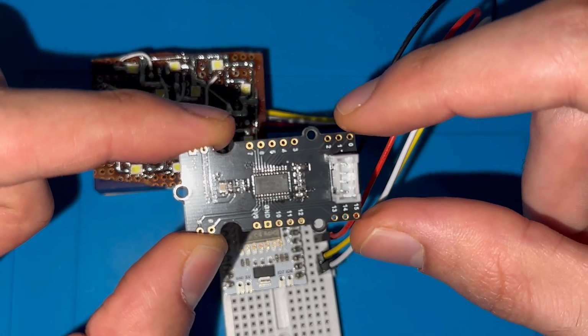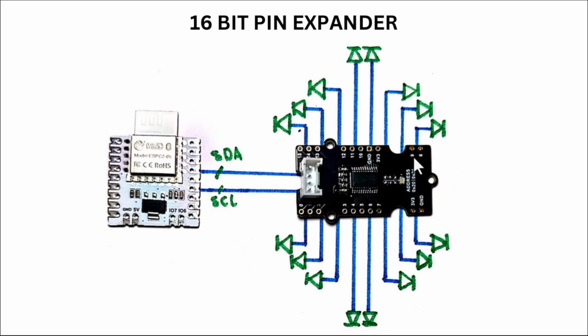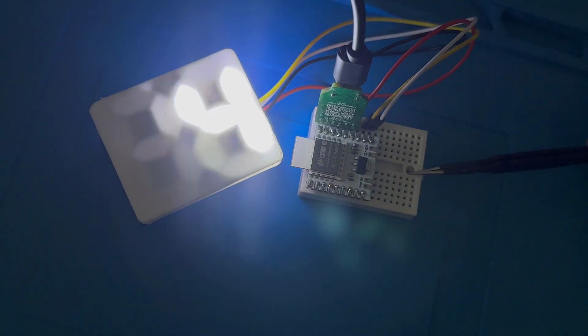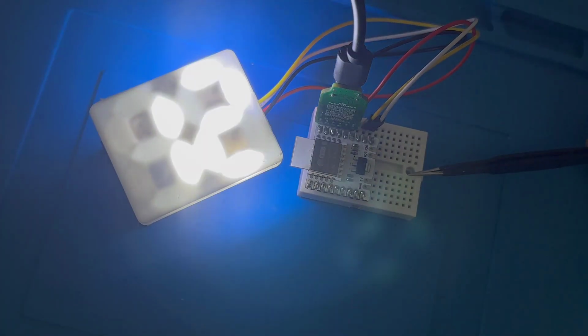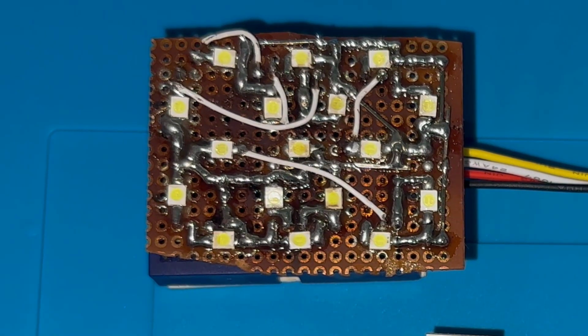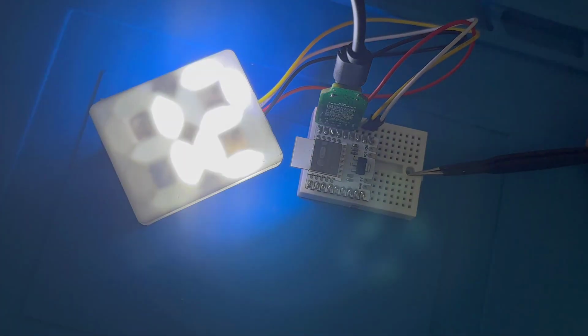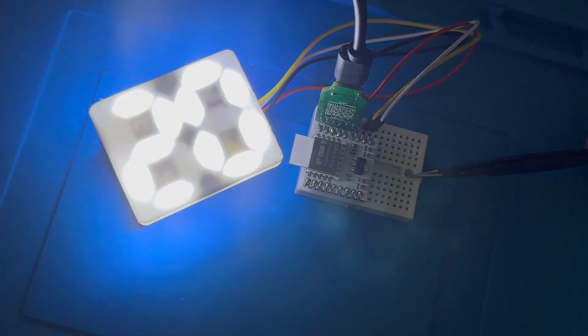TCA6416A 16-bit pin expander to interface a 2-digit 7-segment display that I have built on my own, which uses an LED diffuser to hide my ugly soldering. We are going to play with segments today, so without any further ado, let's jump on in.